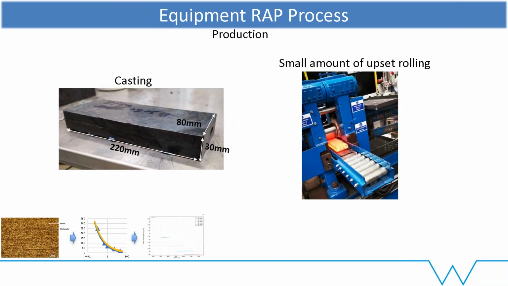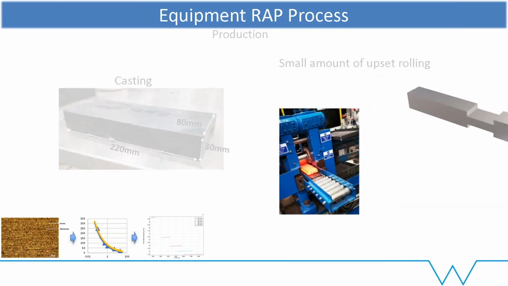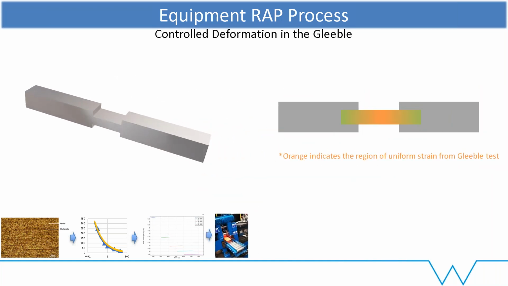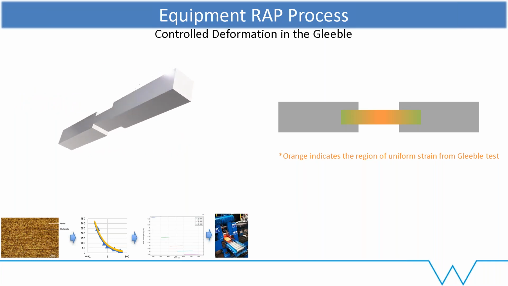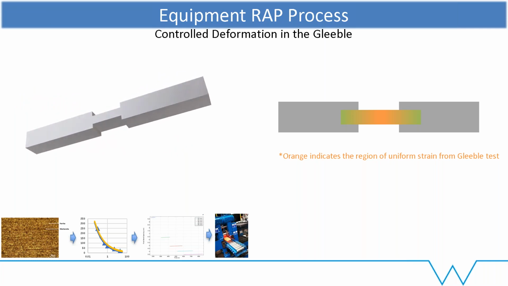So we cast it. We do a small amount of upset rolling just to get rid of any residual porosity and just take it down a little bit. We then produce Gleeble plane strain samples. This really gives us really high level thermal control during the processing. So the roughing and the finishing, we can put all into the plane strain sample there.